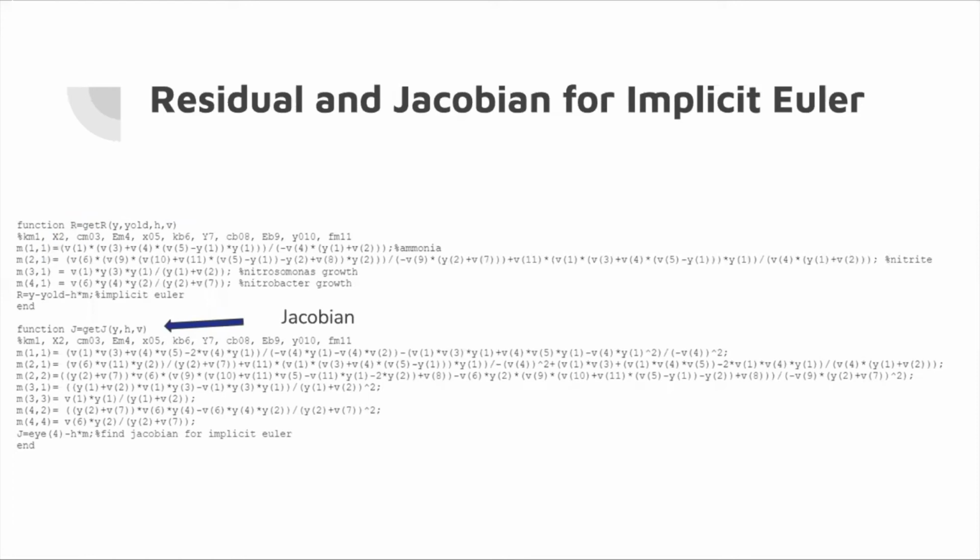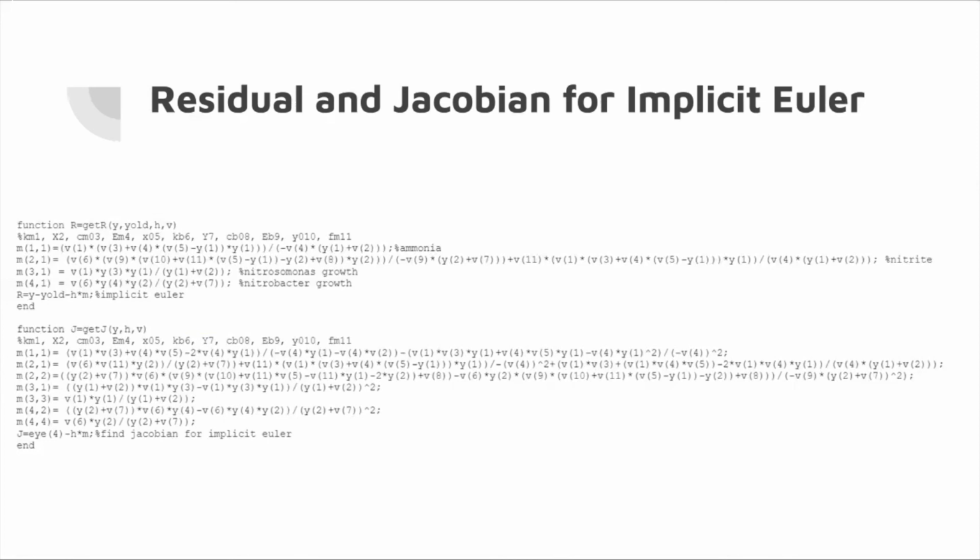The first column of the Jacobian represents the derivative with respect to the concentration of ammonia, lowercase x. The second column of the Jacobian represents the derivative with respect to the concentration of nitrate, which is lowercase y. The third column of the Jacobian represents the derivative with respect to the concentration of Nitrosomonas, Cm. The fourth column of the Jacobian represents the derivative with respect to the concentration of Nitrobacter, Cb.